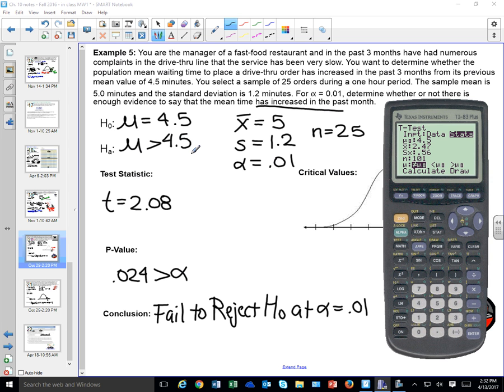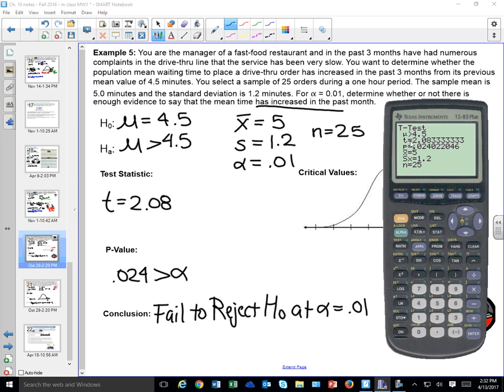X bar is 5 because that's the mean you got in your sample. S is 1.2, the standard deviation from your sample. And n, it says we selected 25 orders. We were interested in seeing if the mean time has increased, so that would be a greater than. So we're going to go over here to greater than and calculate.